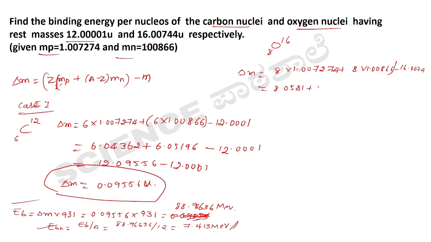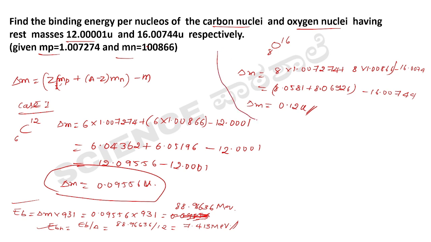Okay. So if you do this, you will get 8.0581 plus 8.06926 minus 16.0074. Now if you do this calculation, you will get around 0.12 u.